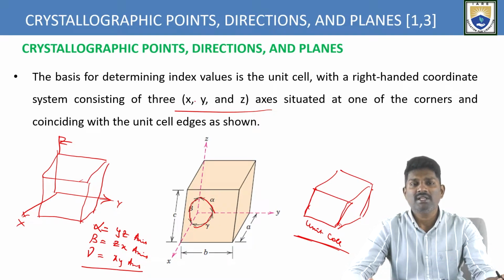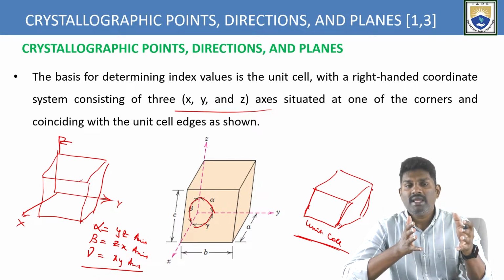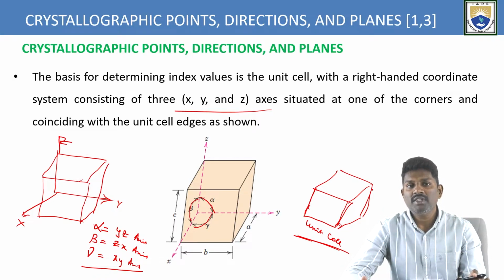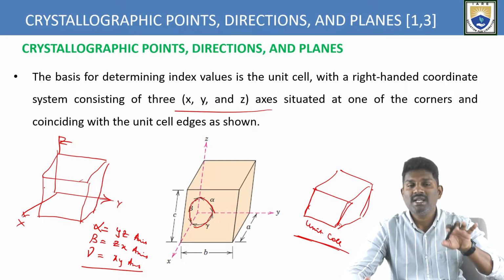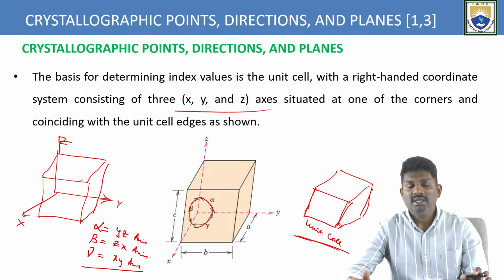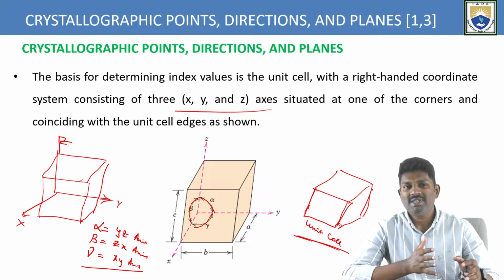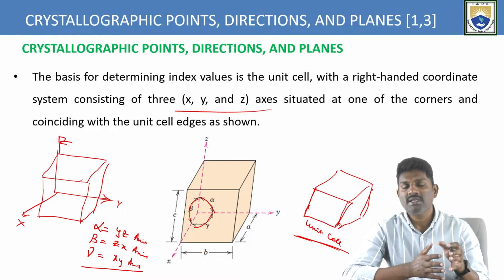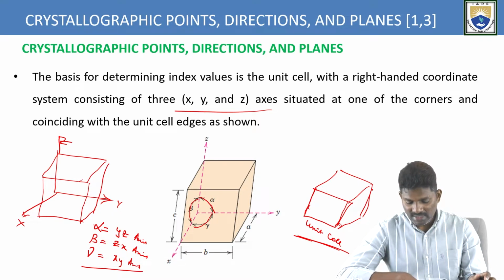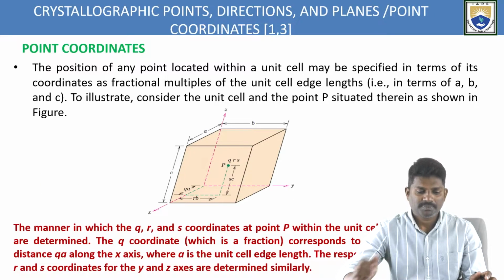And the second criterion is what? We have to locate any one of the corners of the unit cell at the coordinate axis. So this is how you have to design your unit cell, which is exactly coinciding with the coordinate axis. So it is very useful. It is very easy for us to identify any position with reference to the given XYZ coordinate axis.